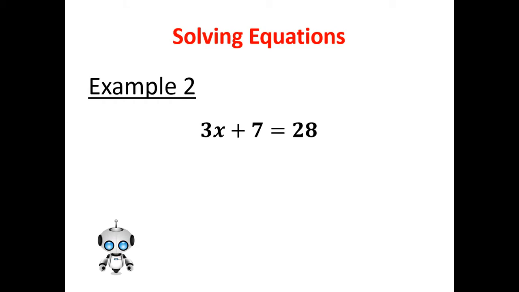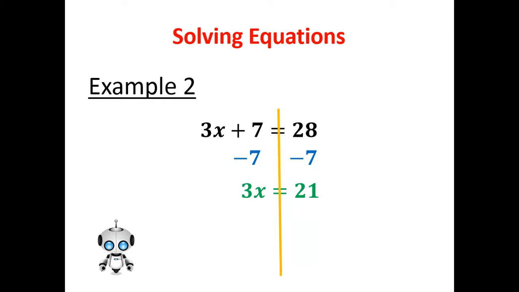Alright, example 2. 3x plus 7 is equal to 28. So a line down the middle. On the left hand side we see a plus 7, so to remove a plus 7 we subtract 7, but we subtract 7 on both sides. On the right 28 minus 7 is 21. On the left a plus 7 and a minus 7 cancel to 0, leaving 3x. So 3x is equal to 21.